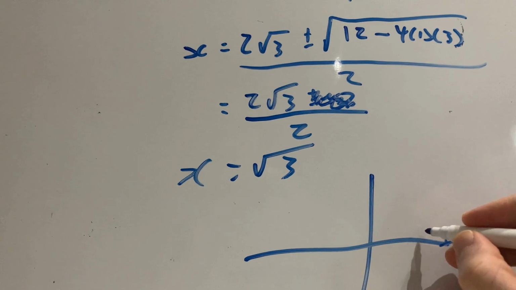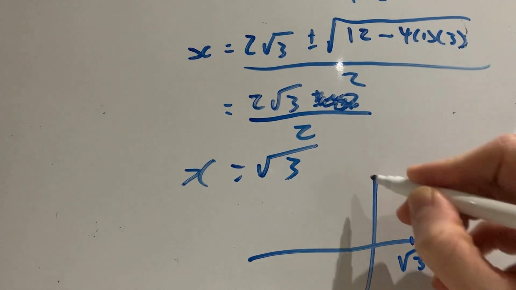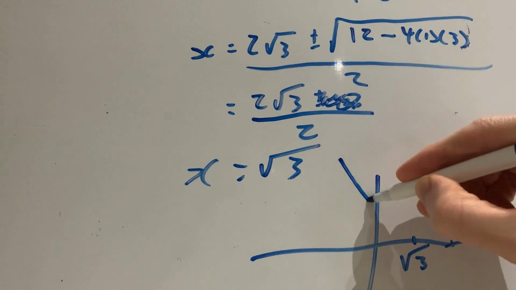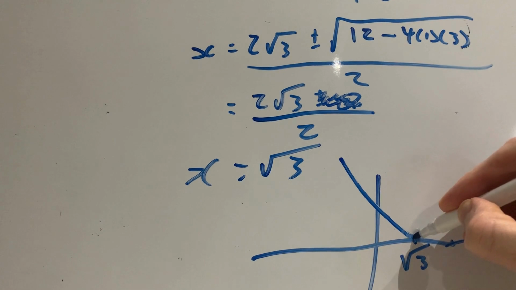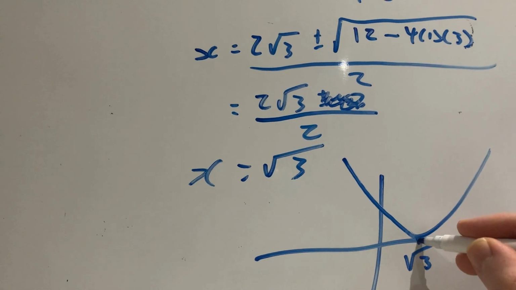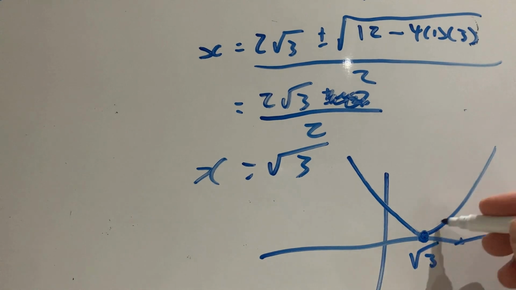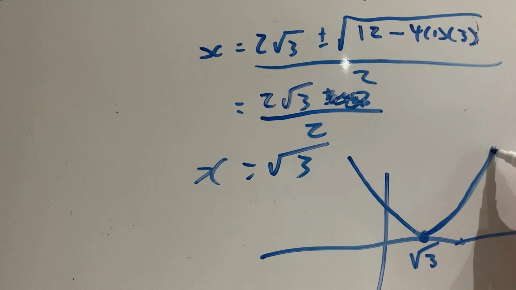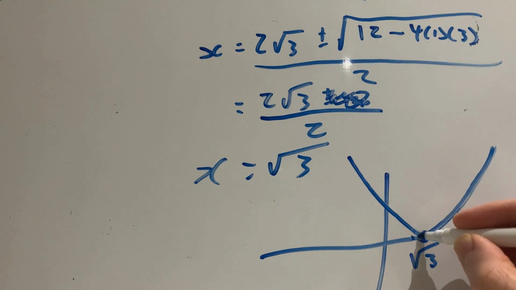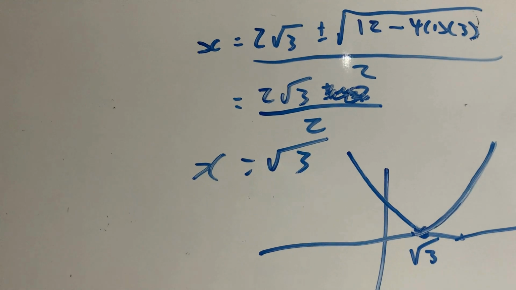So root 3 is a little bit less than 2, so it would be about here. Not that this graph is to scale anyway, but it would be here. So the graph would do this. It would come down and it would just touch it there and then come back up. It wouldn't go below 0. And so it's really useful to know about this, to know what it is in context. This is what the graph is doing. So this graph is always positive, apart from when x is root 3.